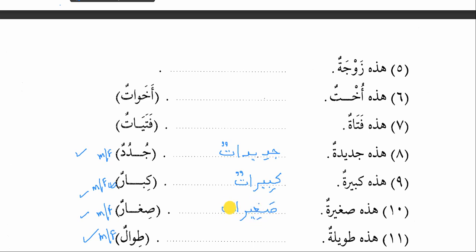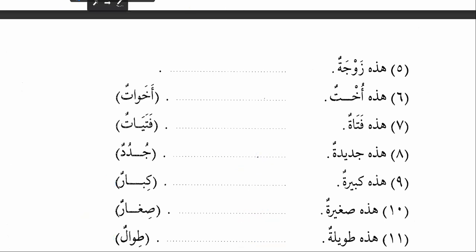صغيرات, so you're making it into جمع. طويلات, طويلات, okay, طويلات. And know that you can also make jama muzakkar with all these nouns as jadiduna, kabiruna, saghiruna, tawiluna. So you can make all jama muzakkar with it. So let's go on and see more words.